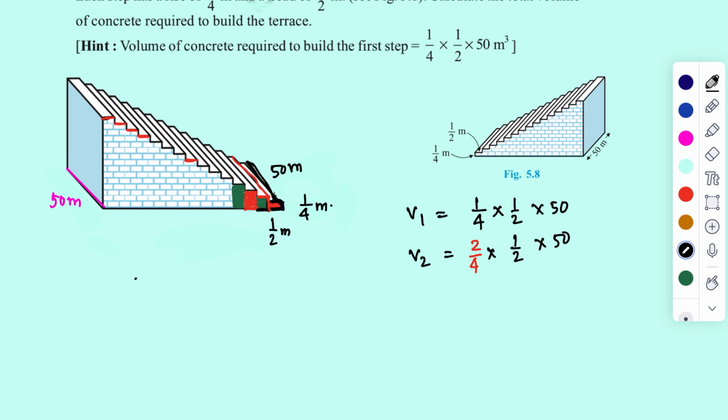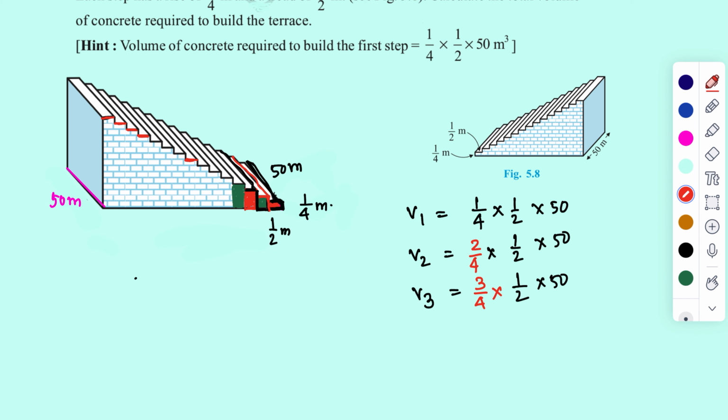Similarly, for volume 3, that means volume of the concrete required for the third step, this one is the rise now. Rise is equal to 1 by 4 plus 1 by 4 plus 1 by 4, that is 3 by 4, into the tread, which is 1 by 2, and this one is the length, that is 50. So this will be equal to 1 by 2 into 50. So if you add for the total, there are 15 steps, as given in the question. So the series will be in this way.